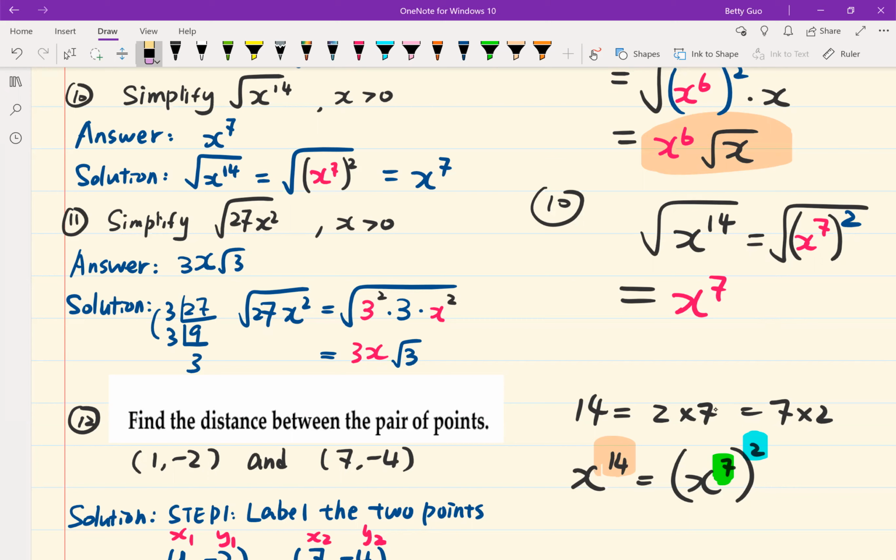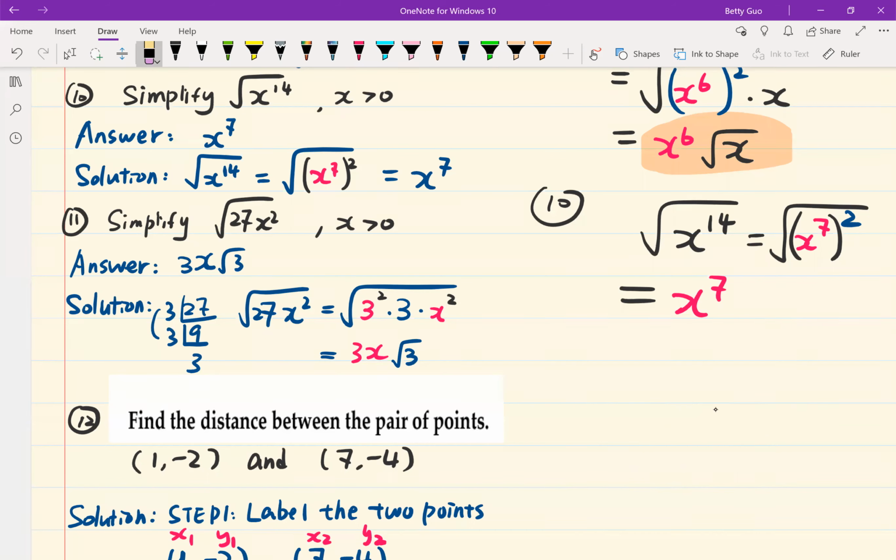Number 10, if the exponent is an even number, that's how we deal with it. Any questions?